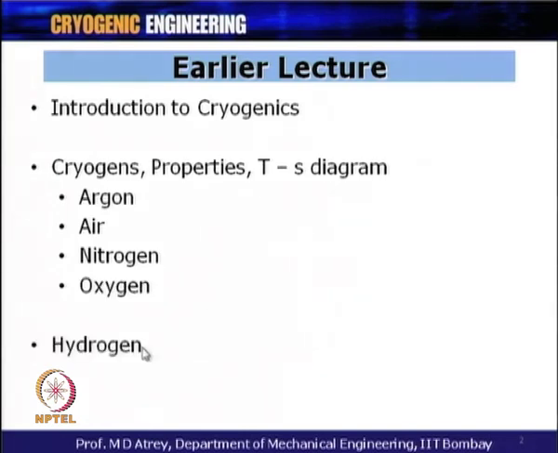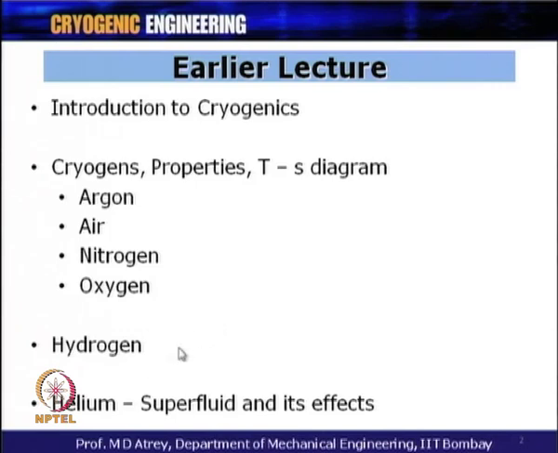And then we went a little bit in depth regarding hydrogen, and we talked about ortho and para hydrogen and its conversion, and also we talked about helium. We talked about helium isotopes, which is helium 3 and helium 4. Also we talked about normal helium 1, which is helium liquid at 4.2 K, and we talked about helium as superfluid, which is helium 2.